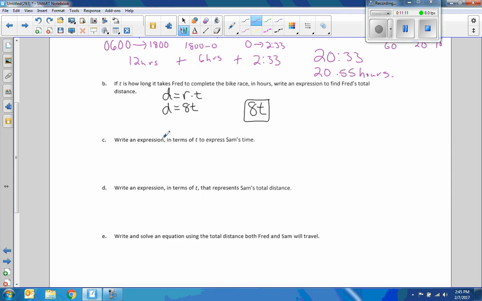Part C says, write an expression in terms of T to express Sam's time. Okay? Well, if we're going to use the total, 20.55 hours, we want to express Sam's time. That's the total time, 20.55 minus how long it's going to take, in terms of T, whatever his time is. Sam's time would be 20.55 hours minus T.